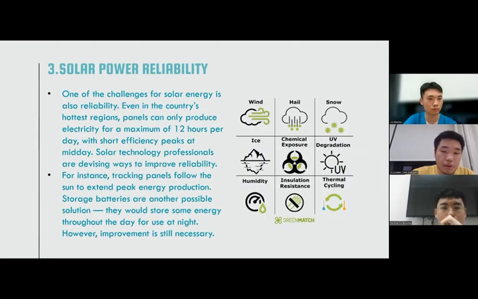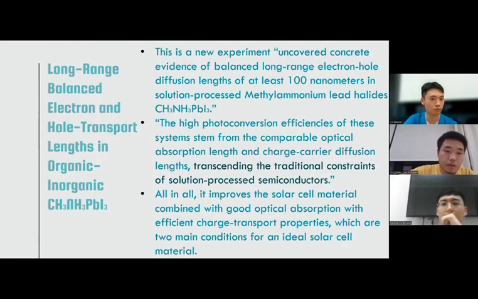And the third challenge is solar power reliability. There are many solutions to avoid this, like tracking panels that follow the sun to extend the peak energy production. Storage batteries are another possible solution. They will store some energy throughout the day for use at night. However, improvement is still necessary.